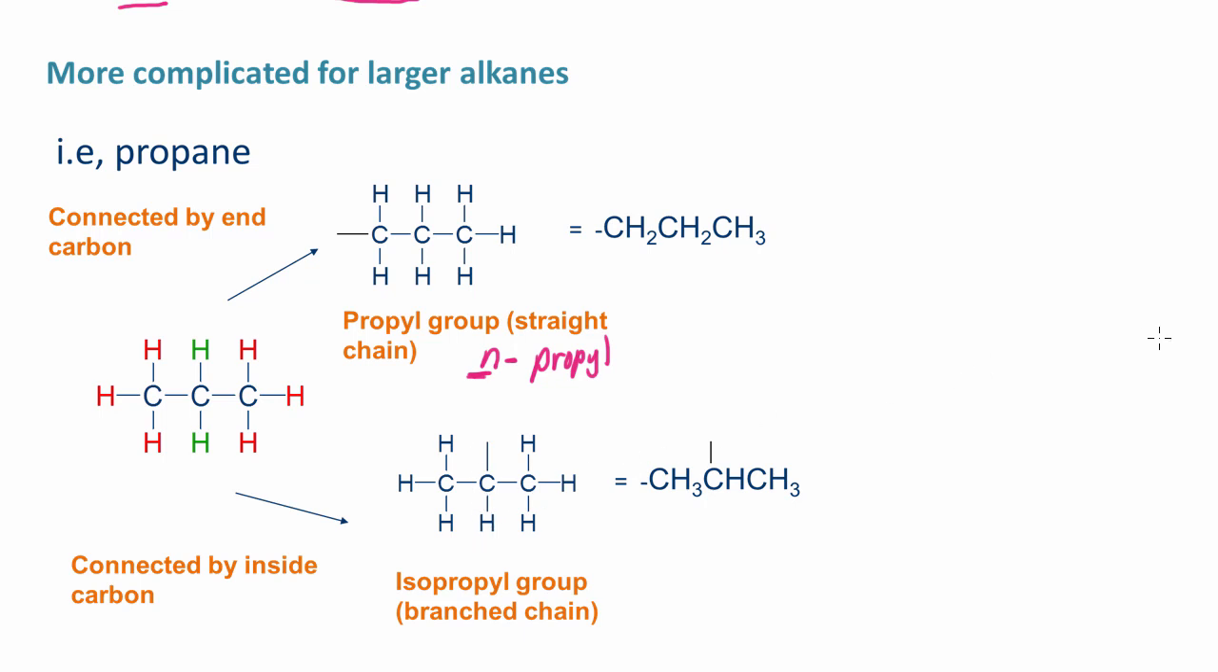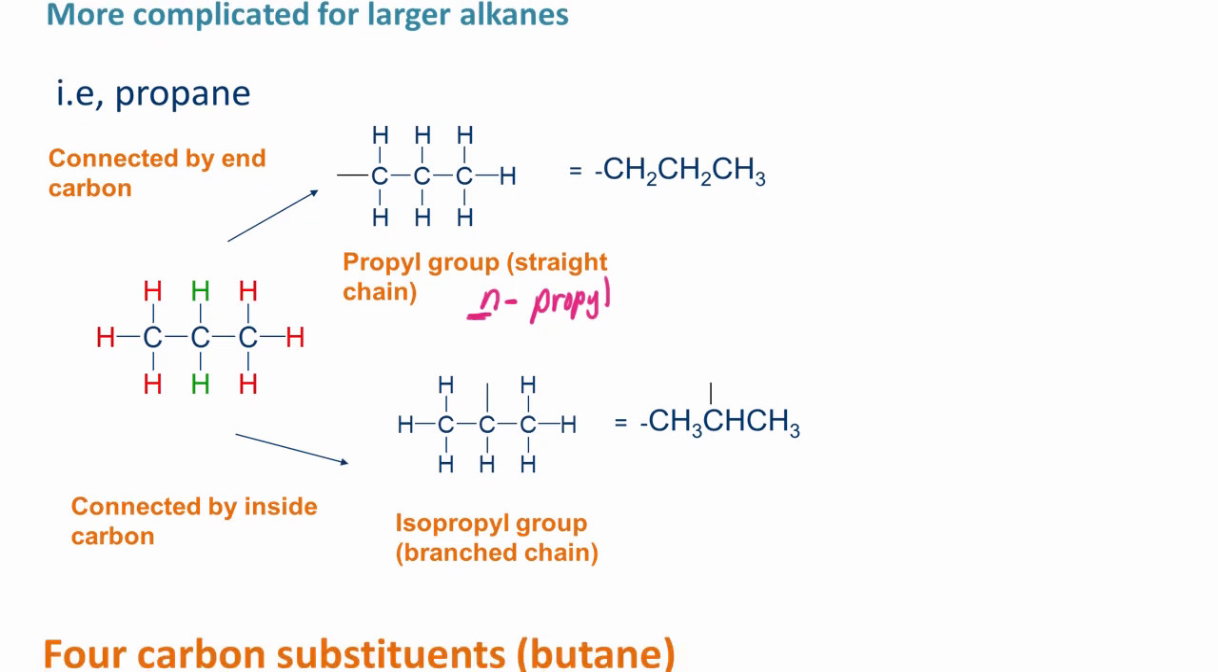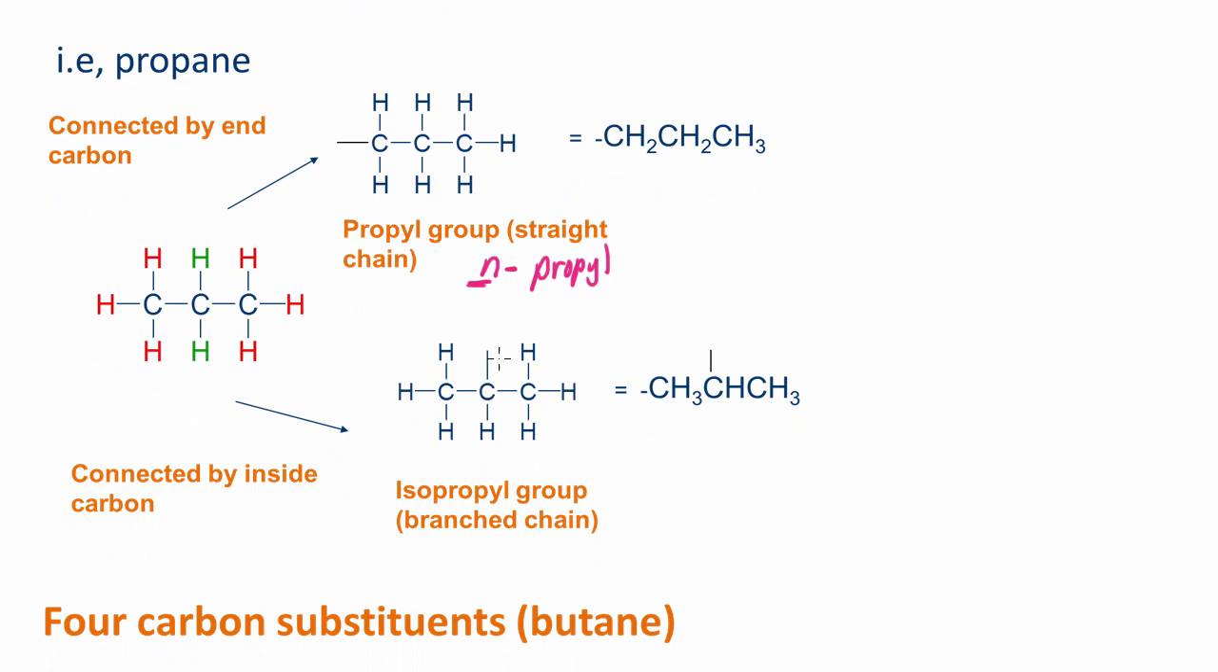Now, another way that this 3-carbon alkyl group can be attached would be through this middle carbon here. And in this case, what we have here is a branched chain alkyl group. So when this 3-carbon alkyl group is connected by an inside carbon, or the center carbon, then we call this an isopropyl group.